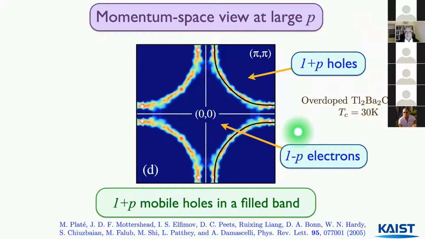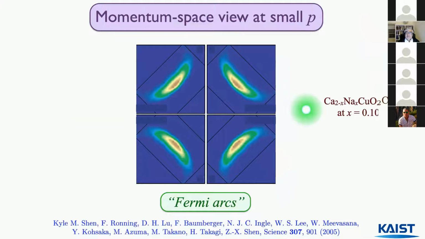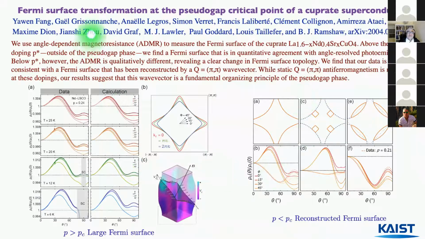If you look at high doping, at large p, you see what's called a large Fermi surface, where the volume enclosed by the Fermi surface is given by the usual Luttinger theorem. On the other hand, if you go to low doping, that large Fermi surface seems to disappear around some critical doping. It's not quite clear what photoemission is seeing, but there has been a more definite claim in a recent angle-dependent magnetoresistance measurement. The difference between ADMR and photoemission is that in ADMR, you're not actually knocking an electron out of the sample.